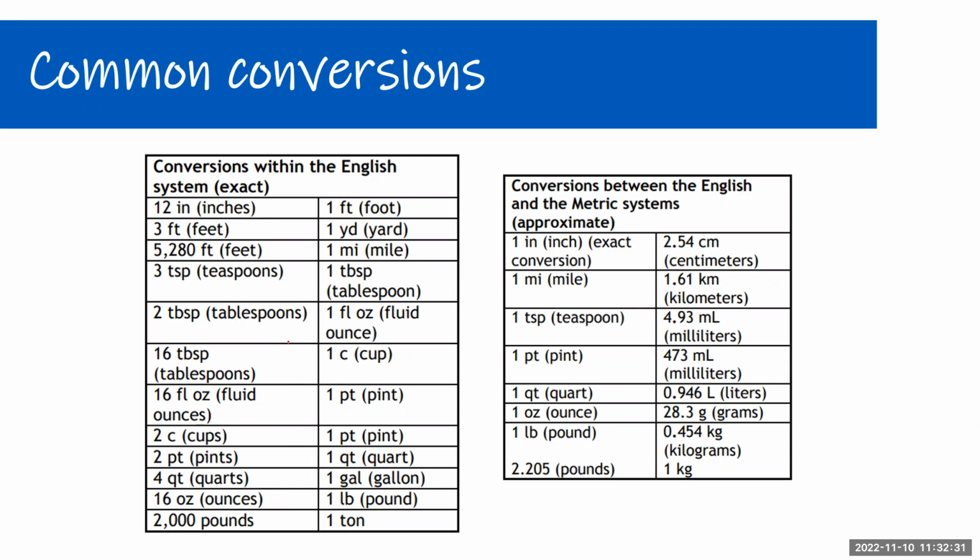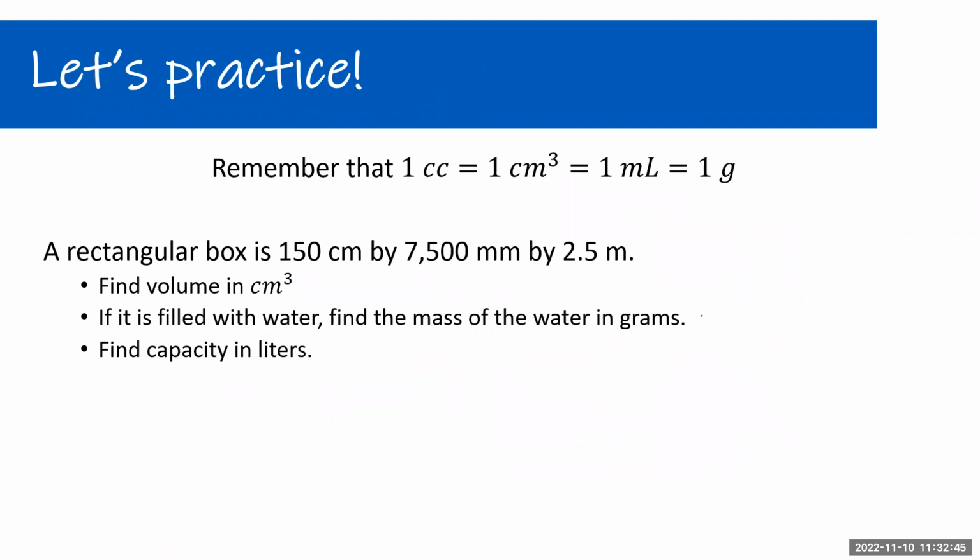Between the two, an inch is about 2.54 centimeters. A teaspoon is about 4.93 milliliters, things like that. Again, you'll be given the conversions necessary, just know how to use them with factor analysis, unit analysis, excuse me. Okay, let's practice a little bit.